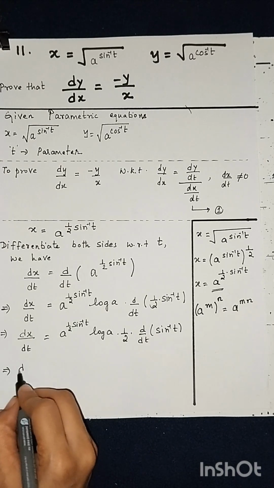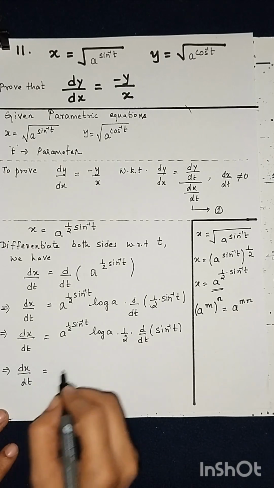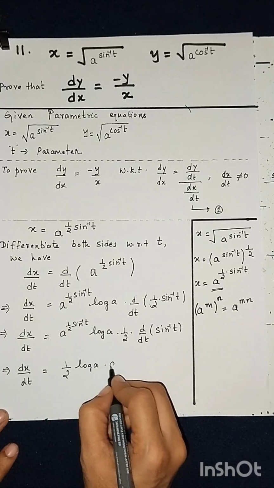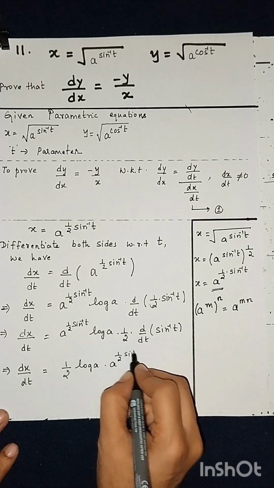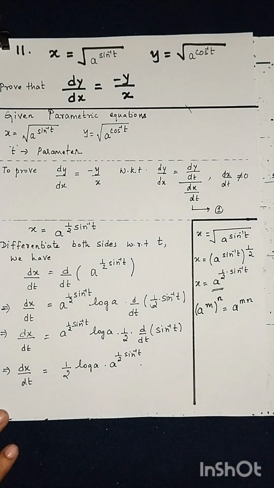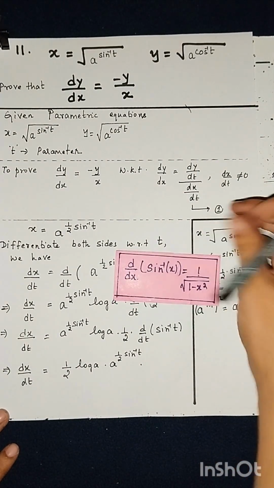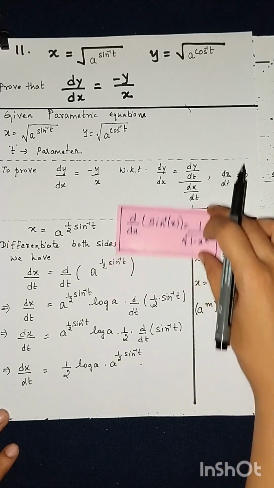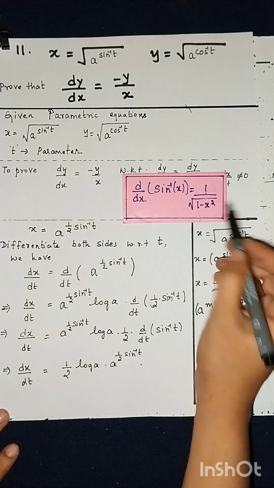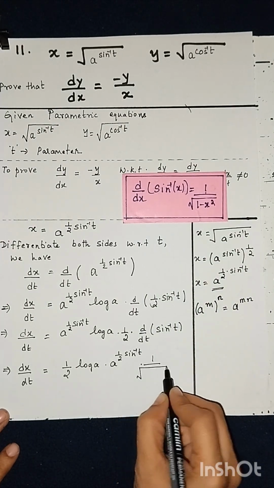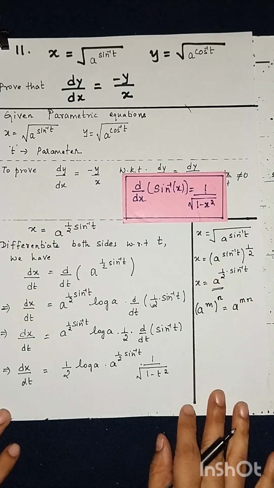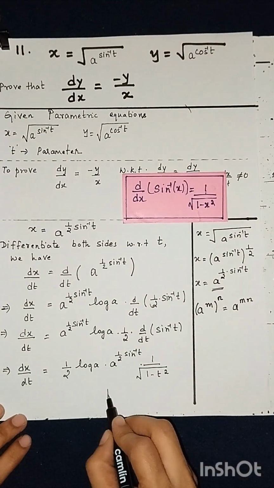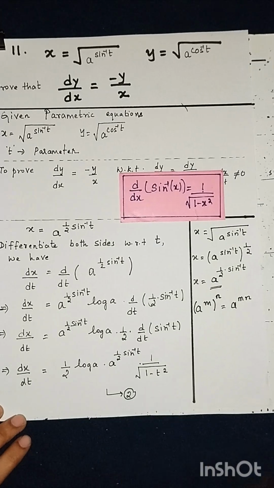Now this implies dx by dt is equal to, so I'll write this first, 1 by 2 log a to the power 1 by 2 sine inverse t. Now the derivative of sine inverse of x is 1 by square root of 1 minus x square. But we have t, right? So we will write 1 divided by square root of 1 minus t square. So now this is 2.